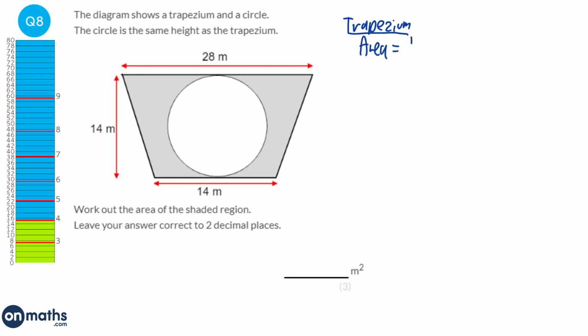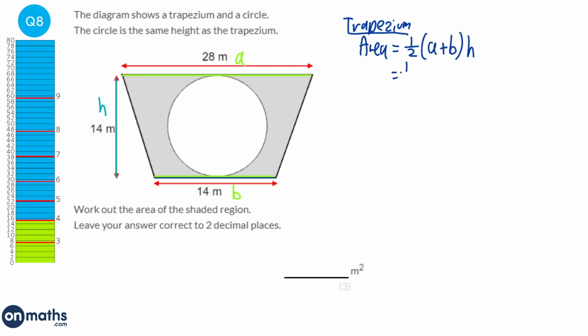And the formula for that is half brackets a plus b times h. Now a and b have to be the parallel sides. So here we've got the two parallel sides, here and here. So that is a and b. And then the h is the perpendicular distance between them. So perpendicular means it hits it at right angles, so that's what we've got here.